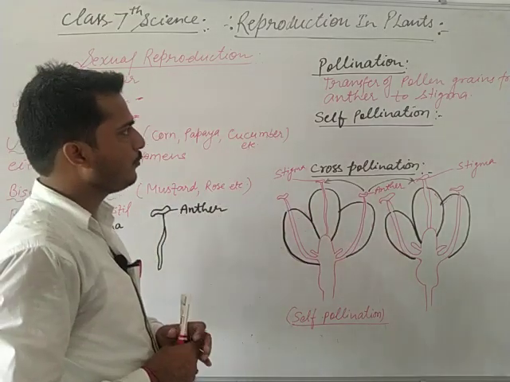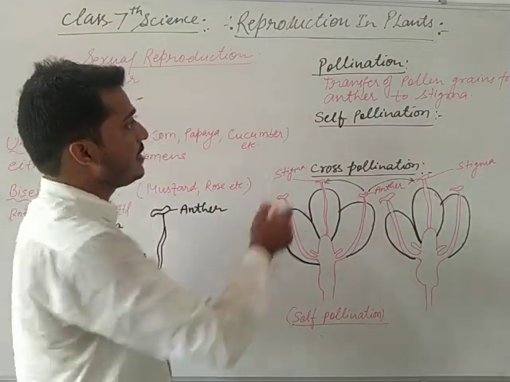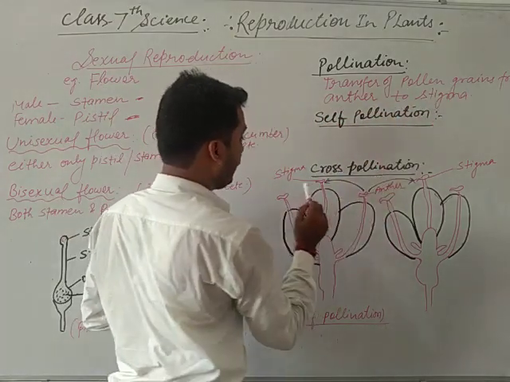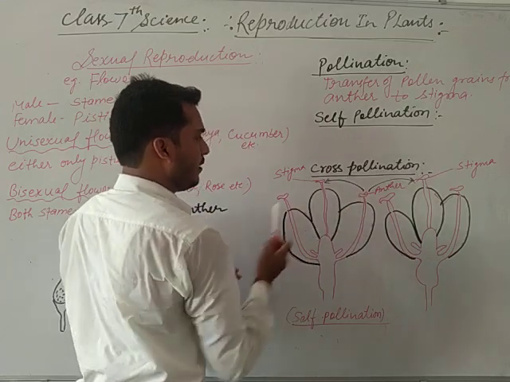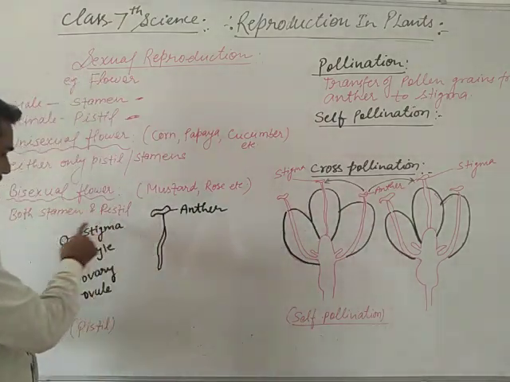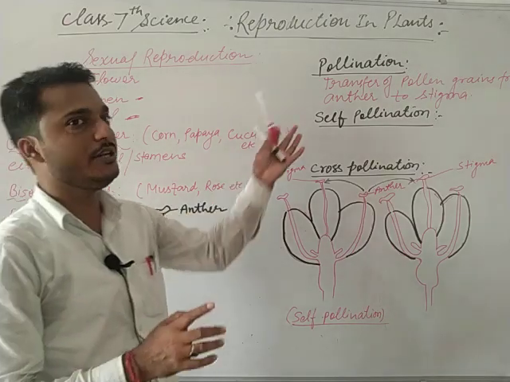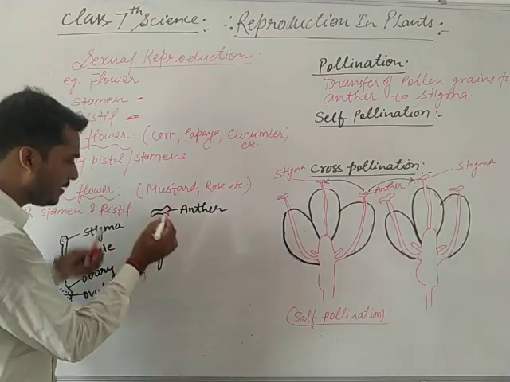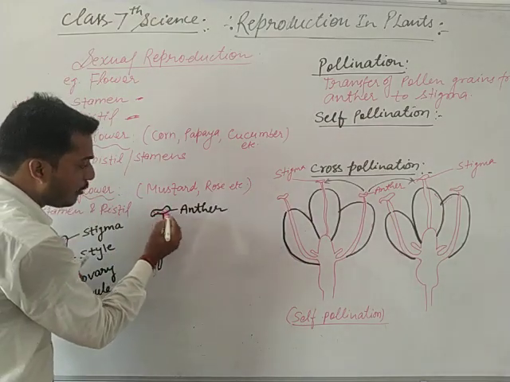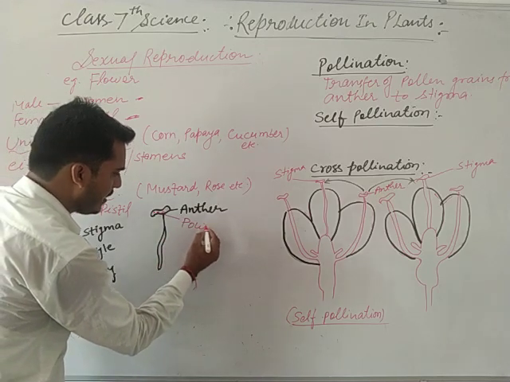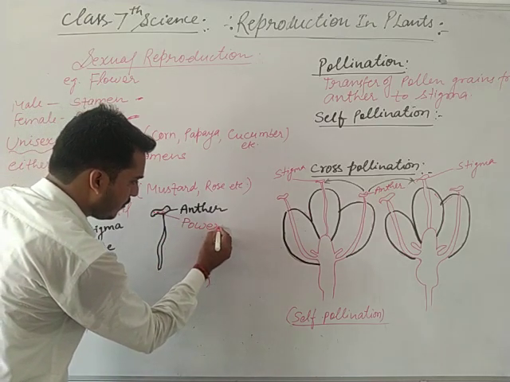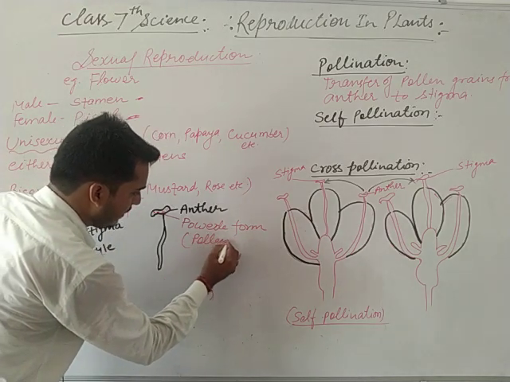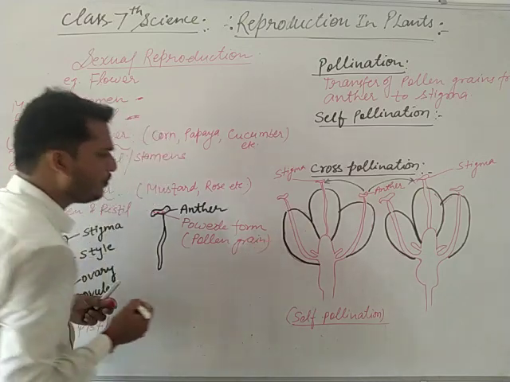First of all, what is pollination? Pollination means transfer of pollen grains from anther to stigma. This condition is called pollination. The anther contains pollen grains. Here powdery substances are found, and this powder is called pollen grains.